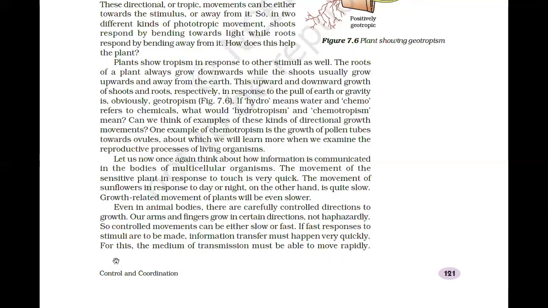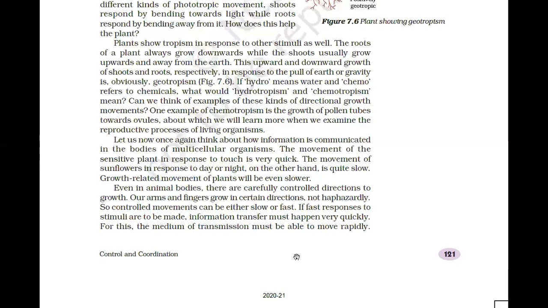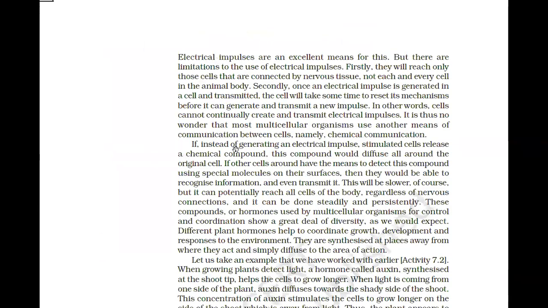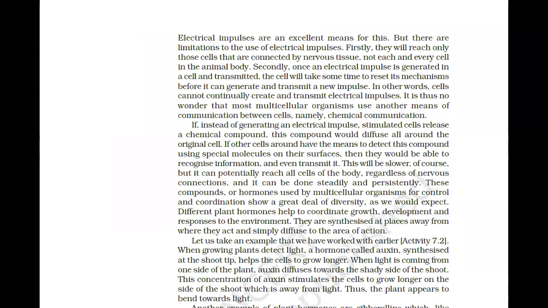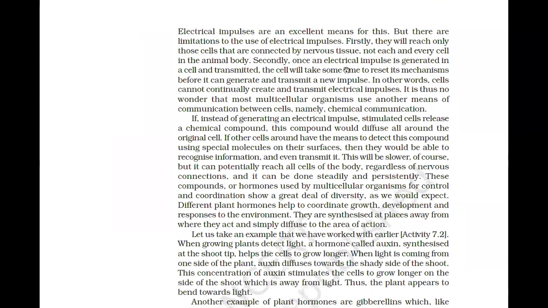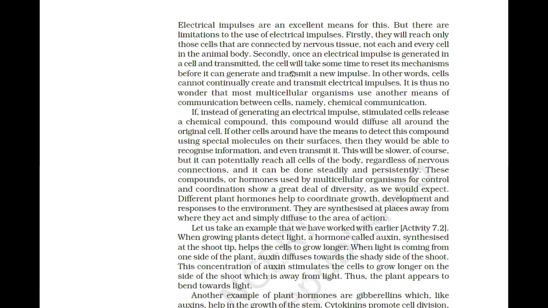If fast responses to stimuli are to be made, information transfer must happen very quickly. For this, the medium of transmission must be able to move rapidly. Electrical impulses are an excellent means for this, but there are limitations to the use of electrical impulses. First, they will reach only those cells that are connected by nervous tissue and not each and every cell in this animal body. Secondly, once an electrical impulse is generated in a cell and transmitted, the cell will take some time to reset its mechanisms before it can generate and transmit a new impulse. In other words, cells cannot continually create and transmit electrical impulses.